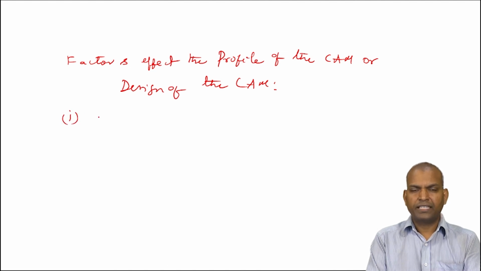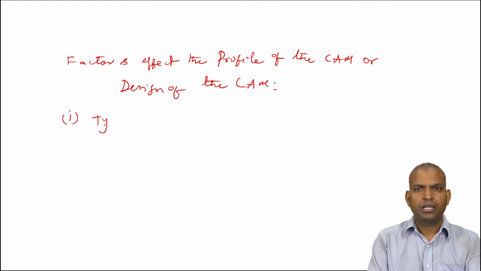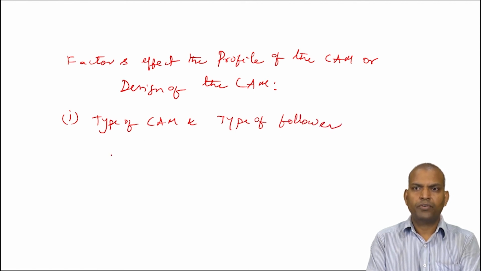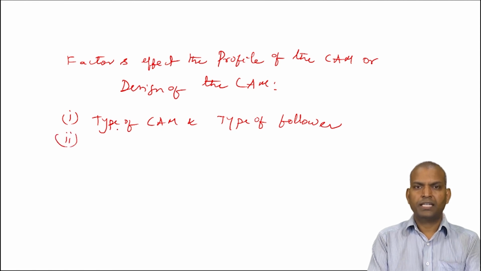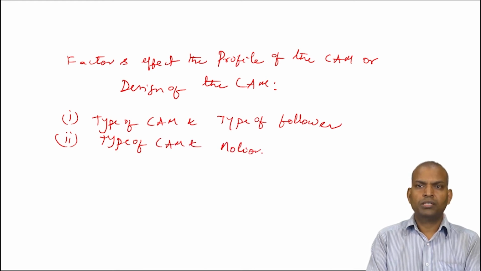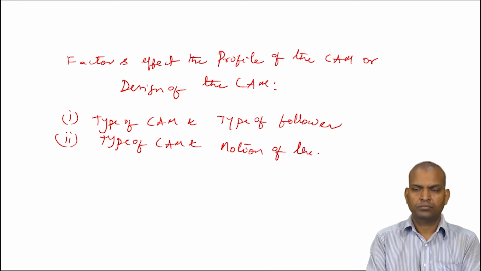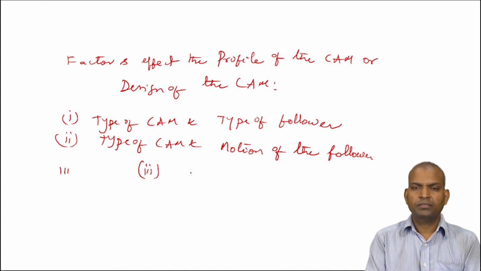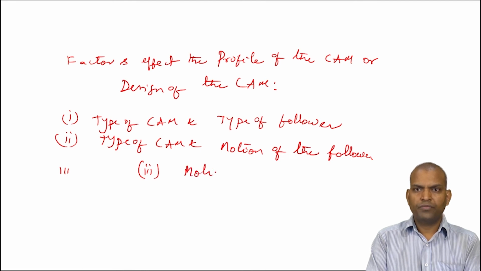So there are various factors, as I mentioned just now. Type of cam and type of follower. Next category: type of cam and motion of the follower.